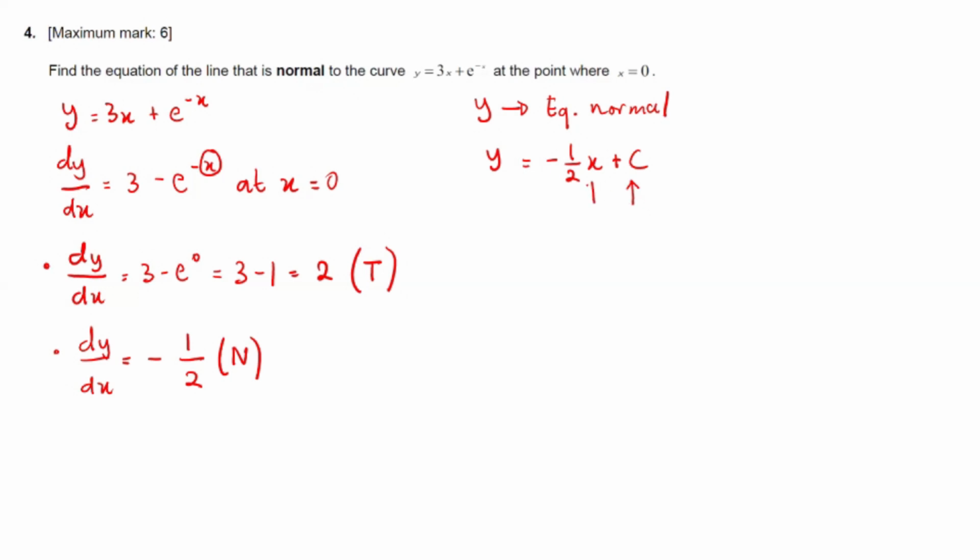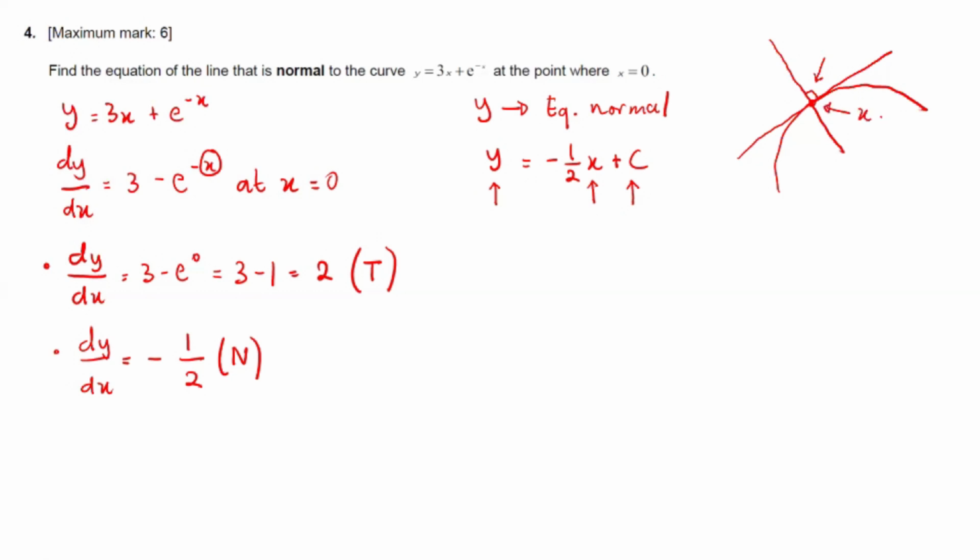Now, what we need to do is find c. How? If we know any x and any y, then we can find c. Now, do we know any x or y here? Remember that in our normal, we don't really know any points, except for one point. We know that the normal is passing through the same point as the tangent. So let's say we have this curve here, and then we have a tangent right here, and then the normal is passing through the same point right here. If we know this point, then we can use it for our y and x of the normal. So how do you find this one here?